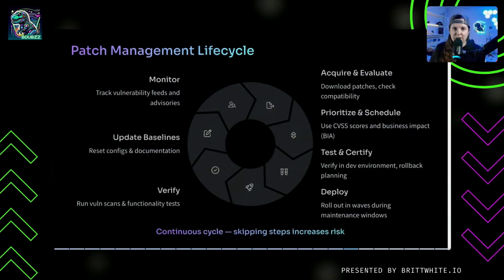Always test in your dev and staging environments first, and plan out those rollback procedures because some things just don't go as planned, and you might need to be ready to roll back the environment to a previous working state. For deployment, think small waves, not tsunamis. Roll out during your maintenance windows, communicate clearly with your stakeholders, and start with your lower risk systems. This measured approach helps to contain any potential issues.